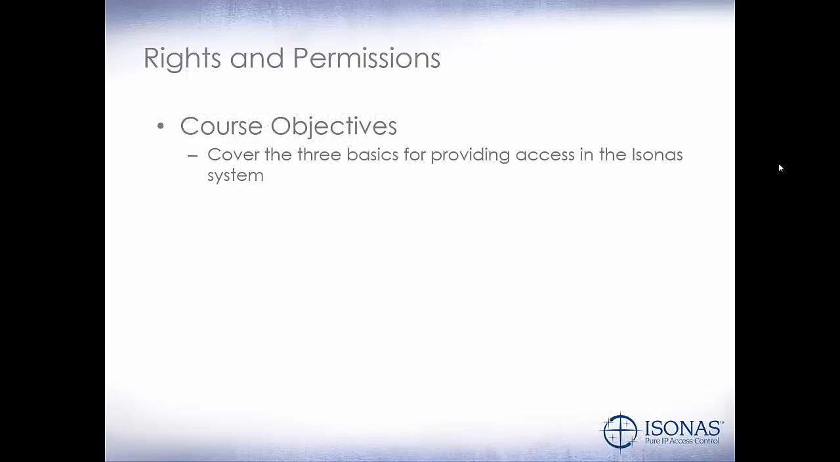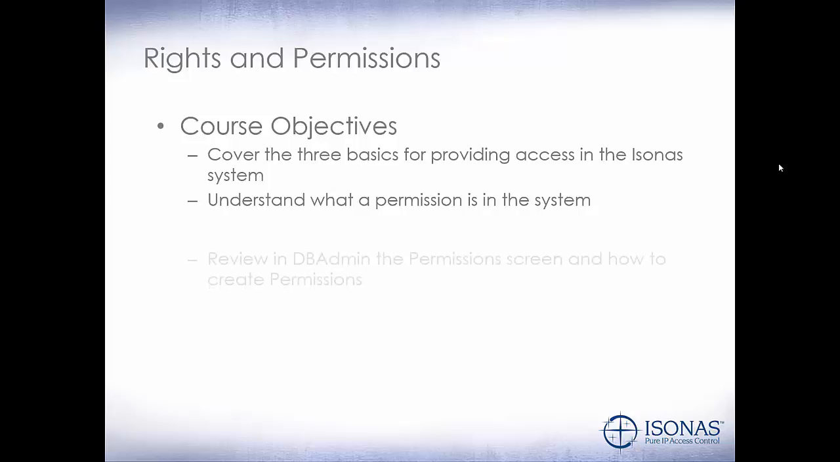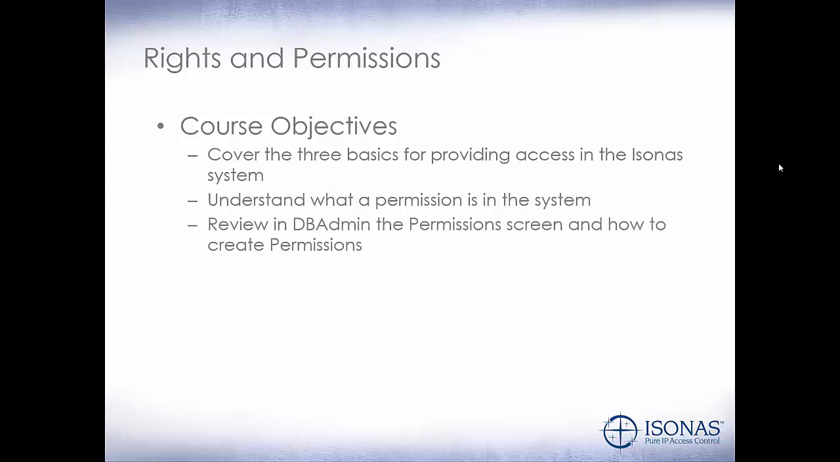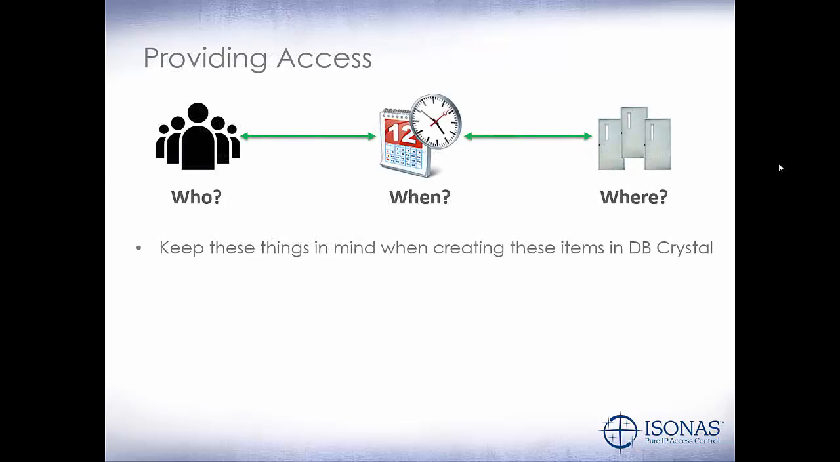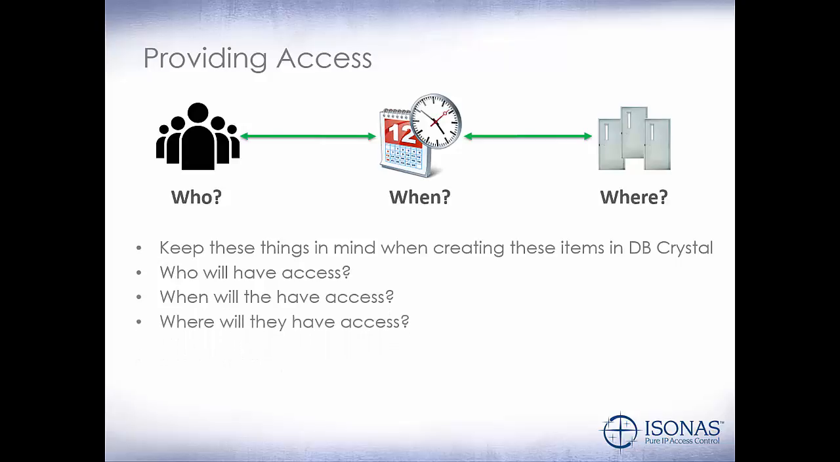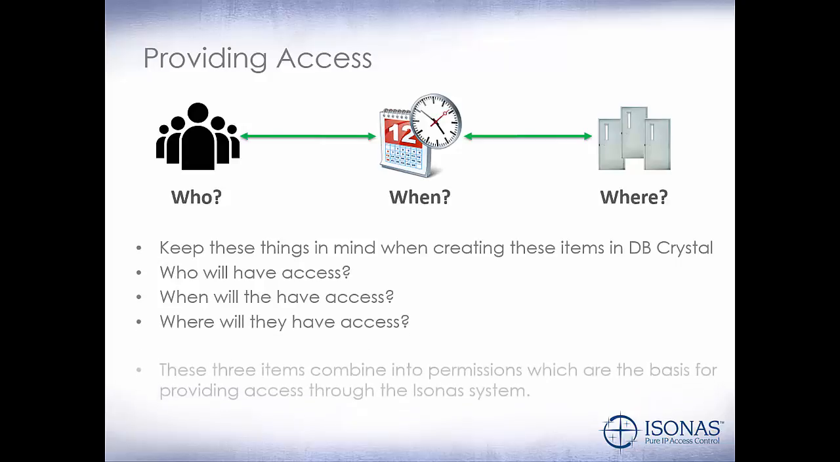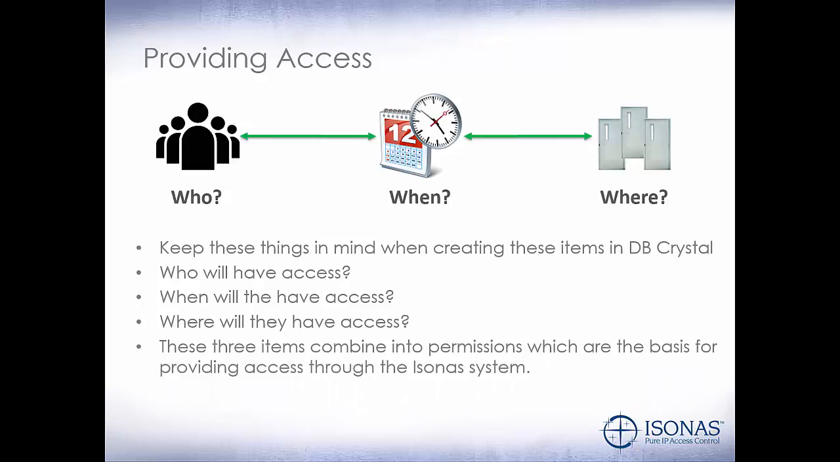Our course objectives cover the three basics for providing access in the Isonas system: understand what a permission is in the system, and review in DB-Admin the permissions screen and how to create permissions. So once again, providing access. Keep these things in mind when creating these items in DB Crystal: who will have access, when will they have access, and where will they have access. These three items combine into permissions, which are the basis for providing access to the Isonas system. We've created the who, the when, and the where now, and we're getting into permissions.